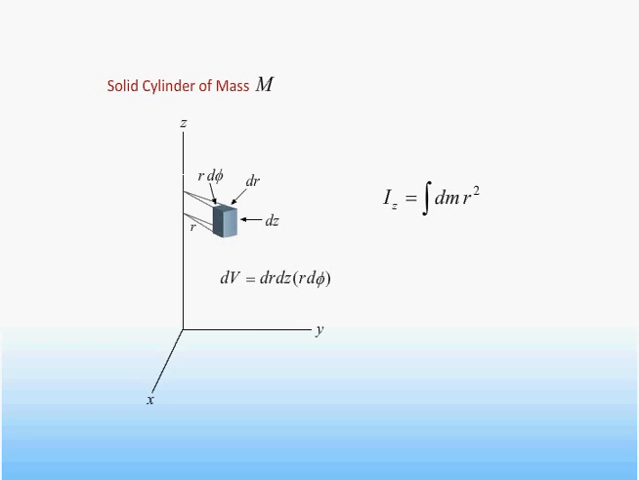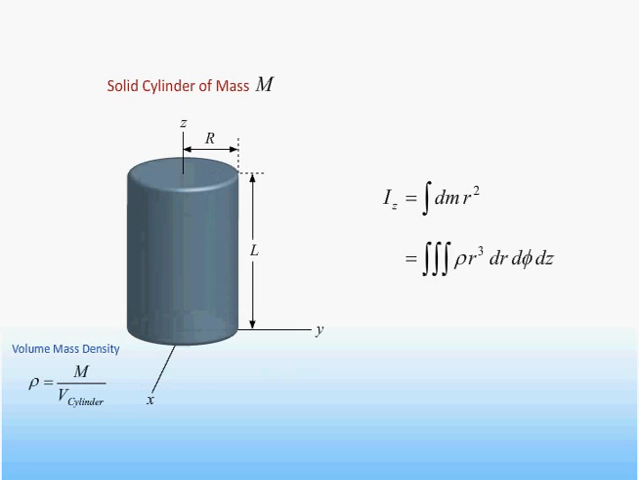Here we see the volume element illustrated as dr times dz times r d phi. To integrate over the mass of the cylinder, we use the mass element dm, which is just equal to this volume element, times rho, the mass per unit volume of the cylinder. To evaluate the moment of inertia about the axis of symmetry, the z-axis, we just need to integrate r squared dm over the entire cylinder. Here we see the resulting three-dimensional integral.